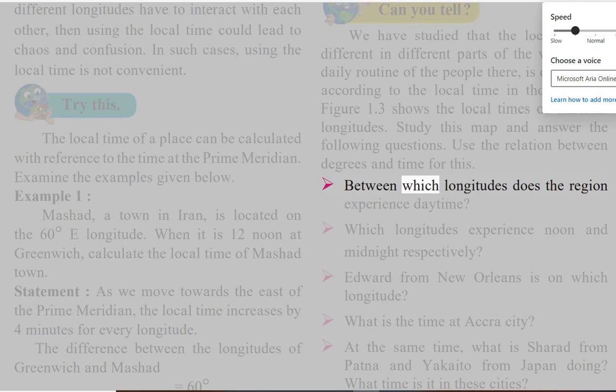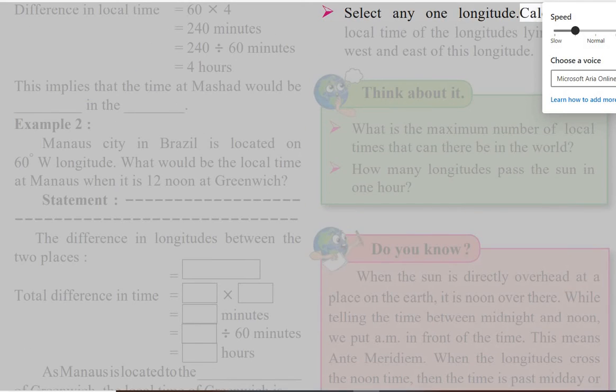Q. Between which longitudes does the region experience daytime? Q. Which longitudes experience noon and midnight respectively? Q. Edward from New Orleans is on which longitude? Q. What is the time at Accra City? Q. At the same time, what is Shurad from Patna and Hokkaido from Japan doing? What time is it in these cities? Q. Select any one longitude. Calculate the local time of the longitudes lying 1 degree to the west and east of this longitude.